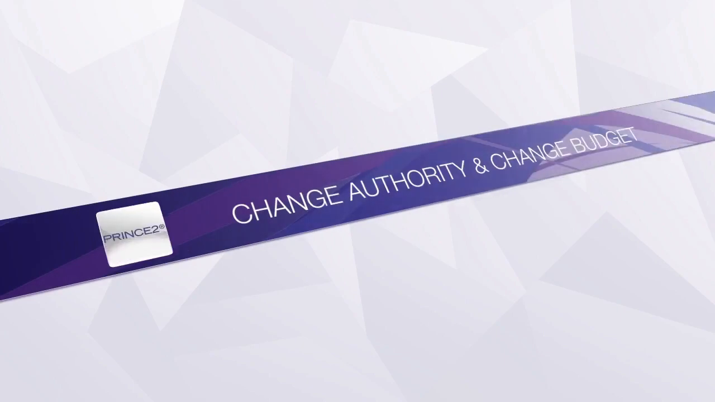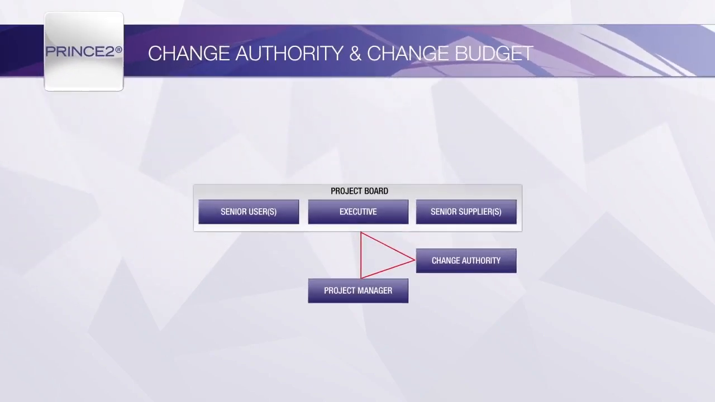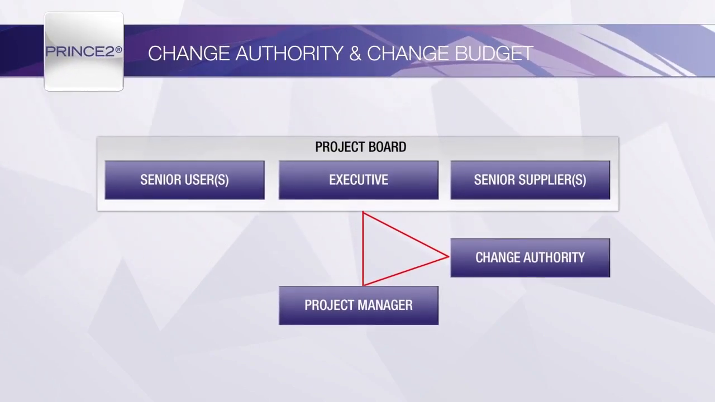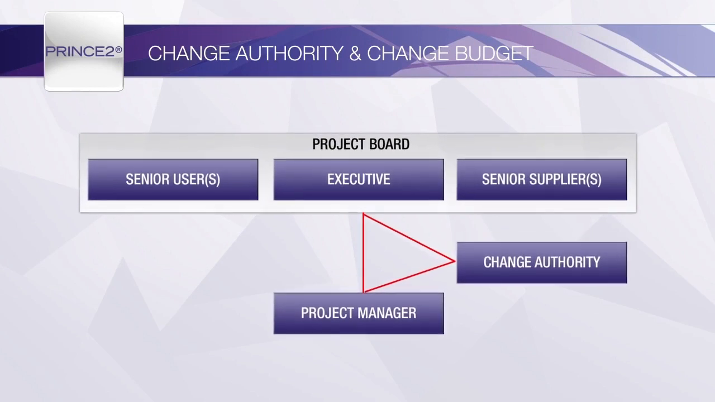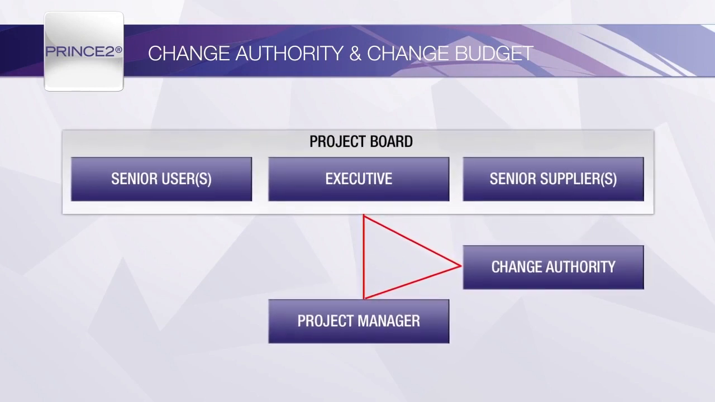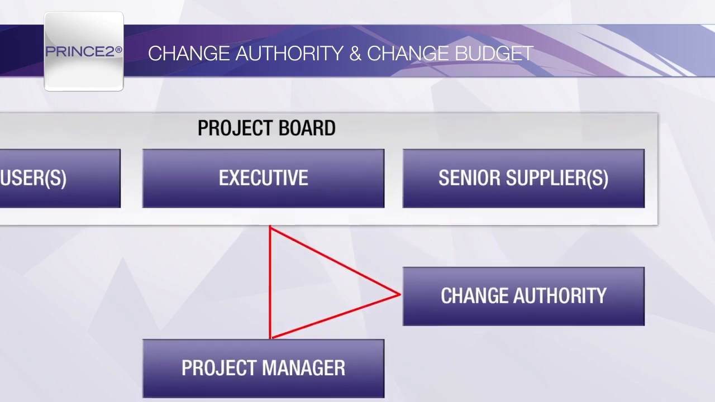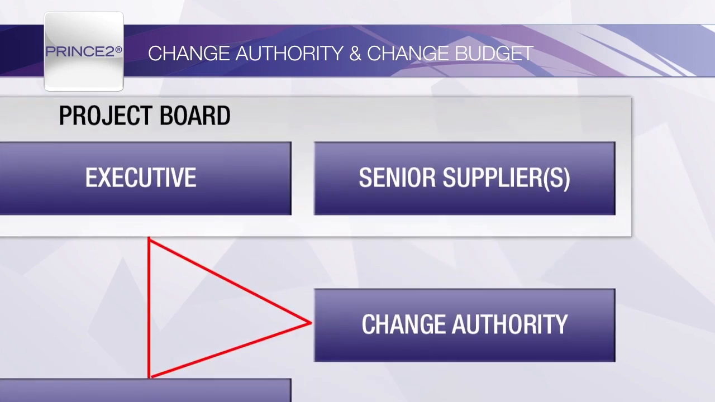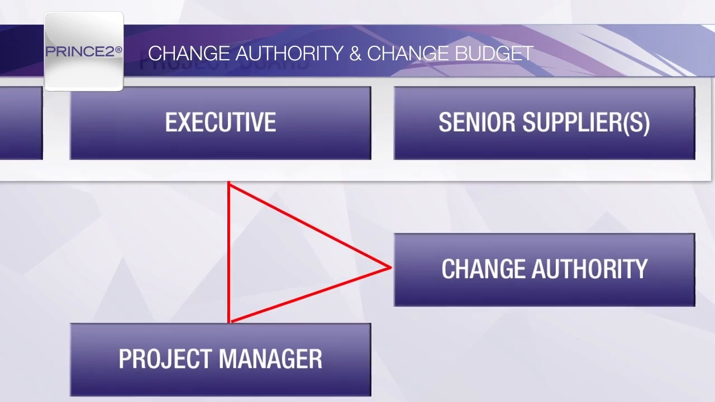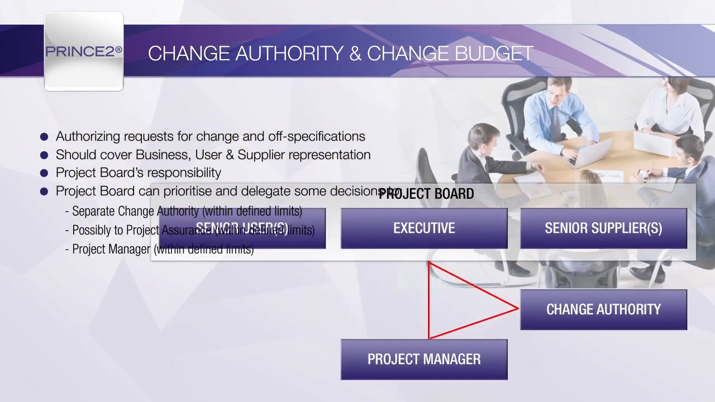Before the project moves out of the initiation stage, the project board needs to decide how decisions will be taken on approving or rejecting change requests and off-specifications. By default, the project board has responsibility for such decisions, but may decide to delegate such decisions to a group called a change authority. The change authority could be a group or an individual from outside the project management team, or can be appointed from individuals from project assurance or the project manager.